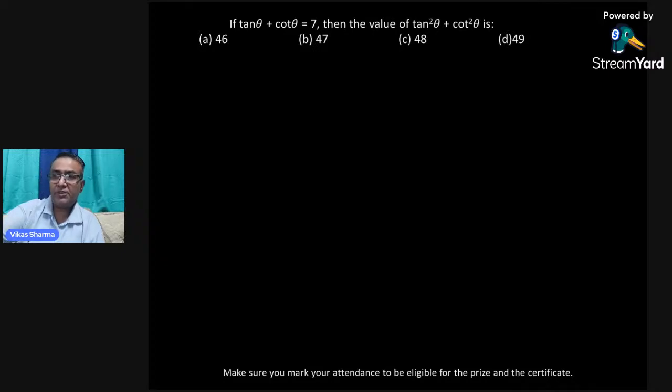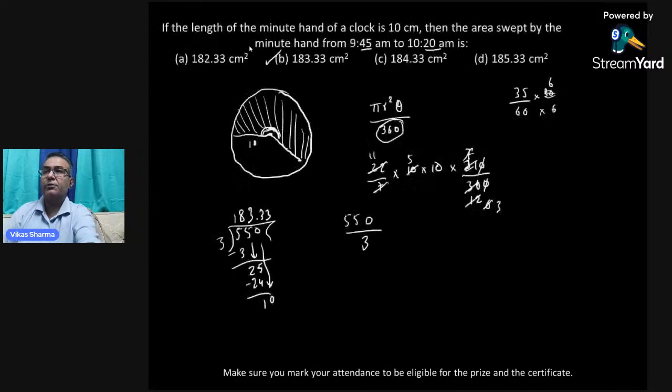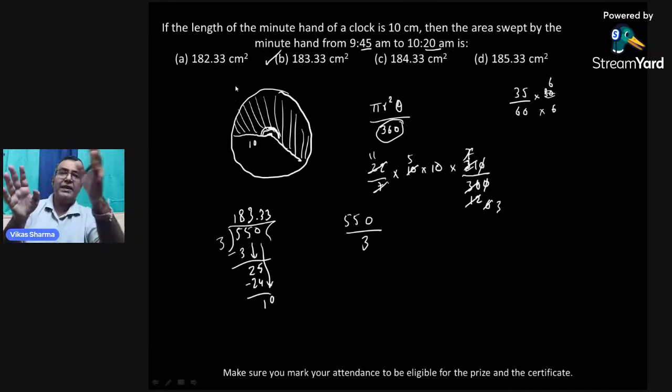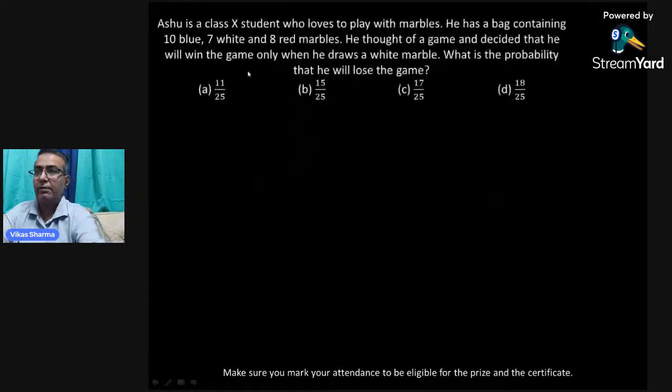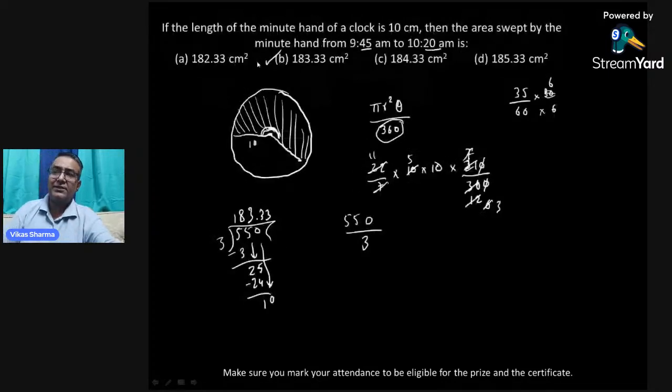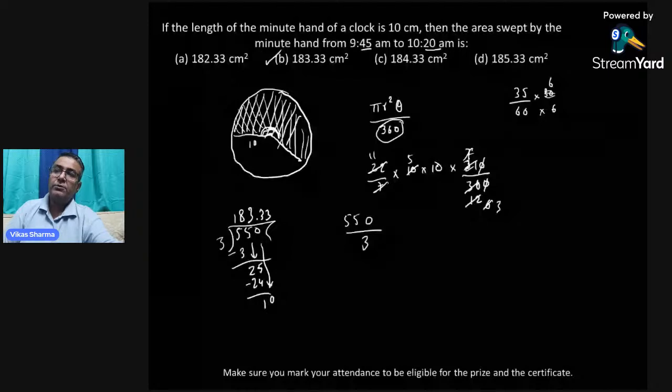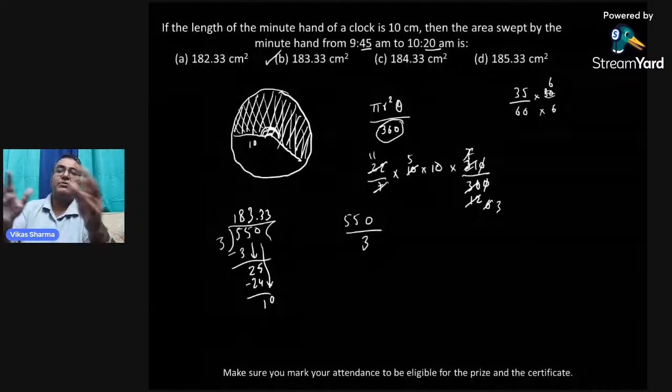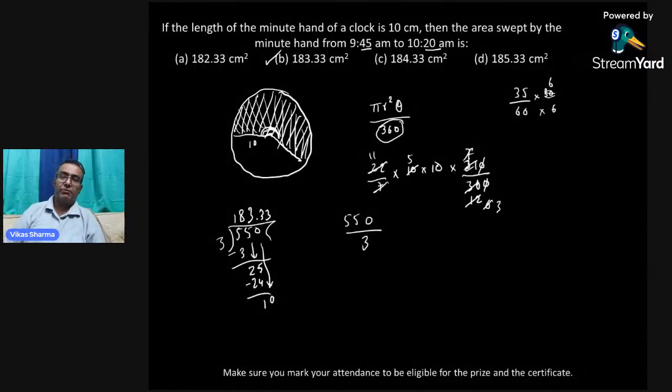Okay, Bhishmesh is asking if I could re-explain it. So okay, I'll re-explain the question. We are looking at the area swept by the minute hand. This is the area that we are looking for, which I have shaded. So that is the fraction of the circle that I am looking at, and we need to find only that much area.